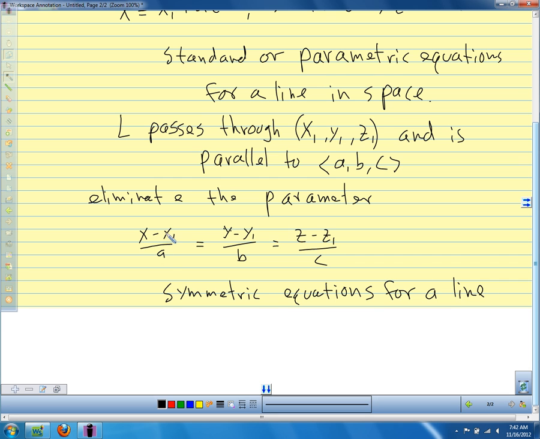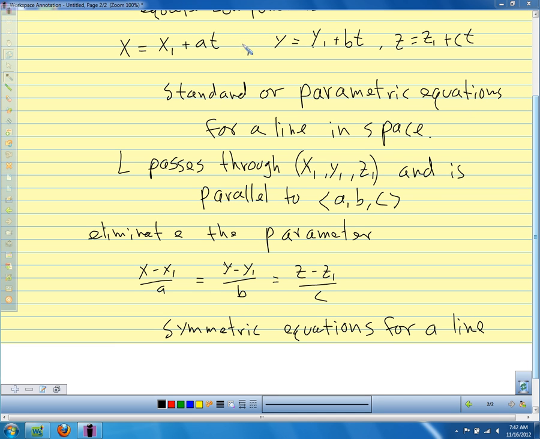And again, the line goes through x1, y1, z1, and it's parallel to the vector a, b, c. So all we did here was solve each equation for t, and then we can set each pair of equations equal to each other. So questions on our development here, how we talk about a line in space? Does it make sense defining a line that way?